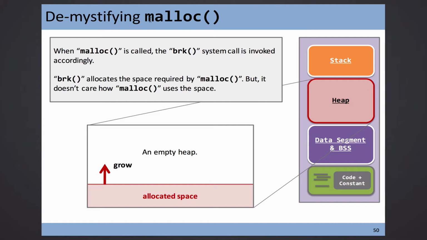And that is what's working behind the scenes when using malloc and free. Malloc is to grow, free is to drop this allocation space. It seems to be easy, right? But can you find something wrong here?